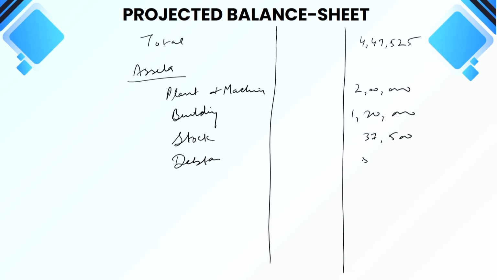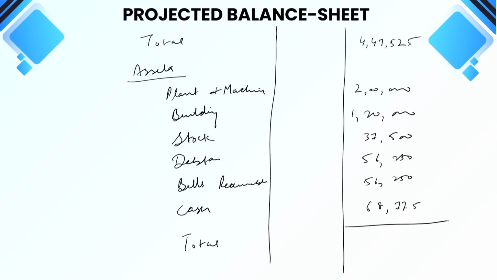Debtors 56,250. Bills receivable with the same amount as the debtors, 56,250. Then we have cash, 68,775. If I calculate the total of the assets, it will be 5,38,775.